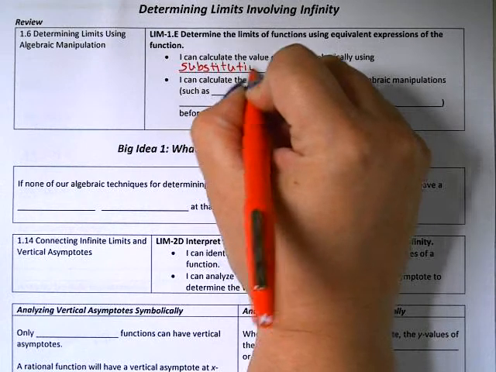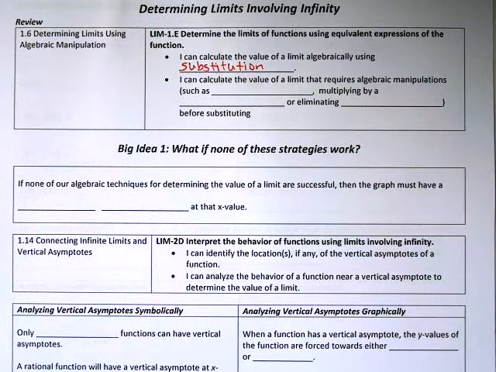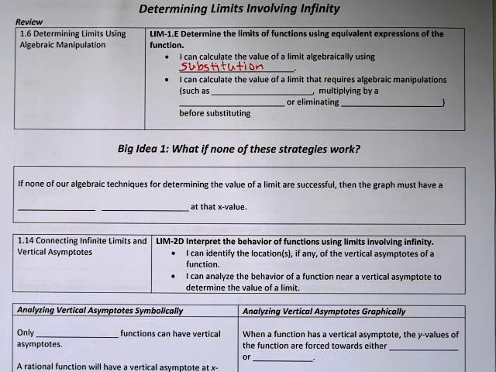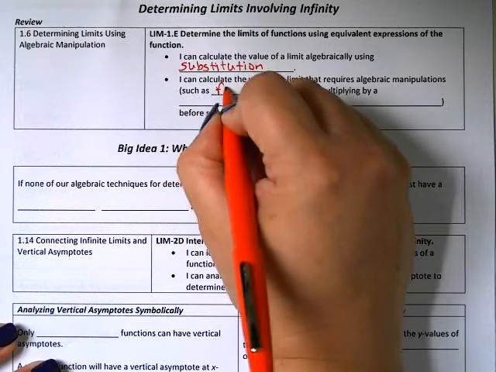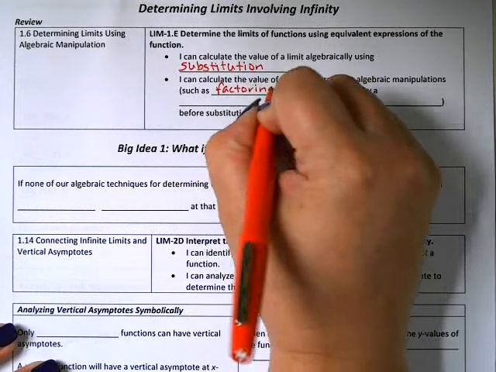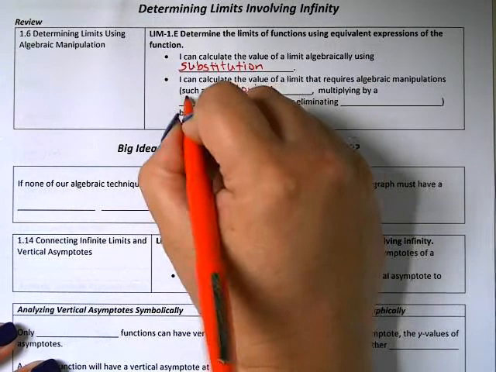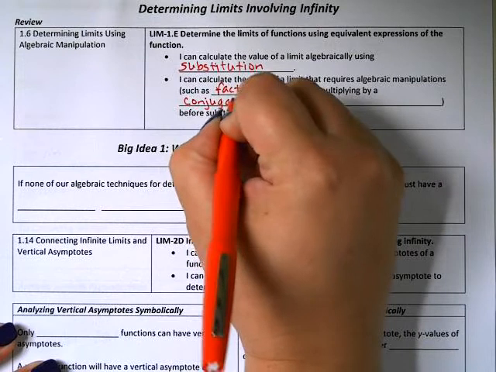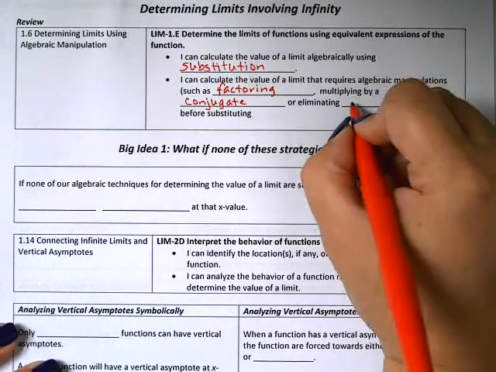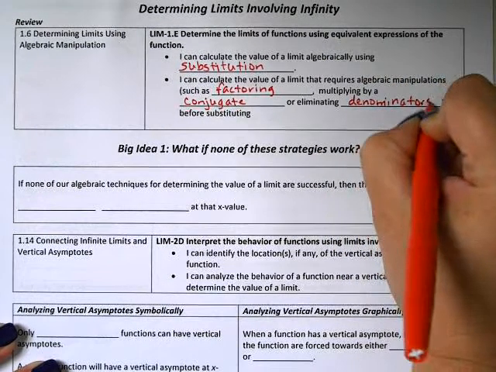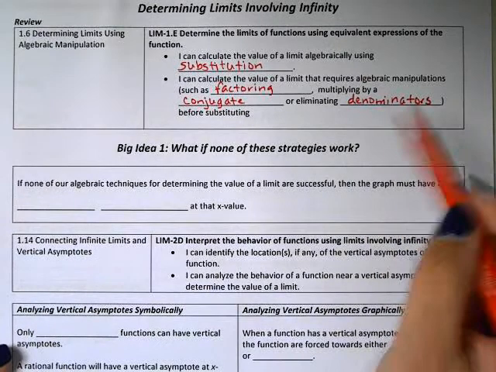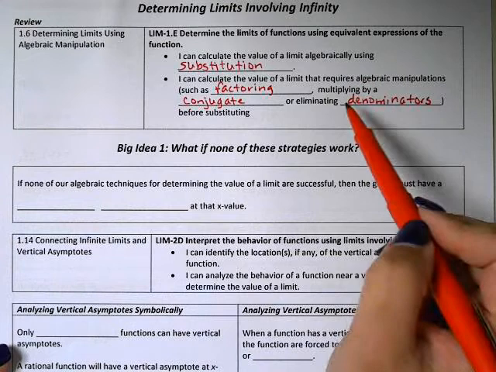So if you think about that flow chart that we made in class, this is actually the first thing that we said we always do. If we're evaluating a limit at a specific value, then the first thing we do is substitution. If that doesn't work, then we need to try some of these other algebraic manipulations. So these other algebraic manipulations include factoring, multiplying by a conjugate, or eliminating the denominators. So that's the second part of what our flowchart was, right? If substitution didn't work, then we said, hey, can you do one of these? And now try to substitute.